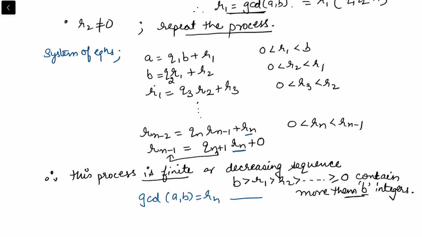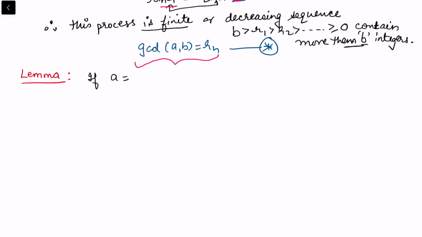And to justify this statement star, what we have used is that to find the GCD of a and b, I have used the GCD of b and r1, and again r1 and r2, and so on, rn minus 2, rn minus 1, and rn minus 1 to rn. So now I want to prove a lemma which justifies our star statement, that is, why the GCD of a and b is equal to rn. So what we need to prove in the lemma is that if a is equal to qb plus r, so this is the statement that we have started, in that case, the GCD of a and b is the same as GCD of b and r.